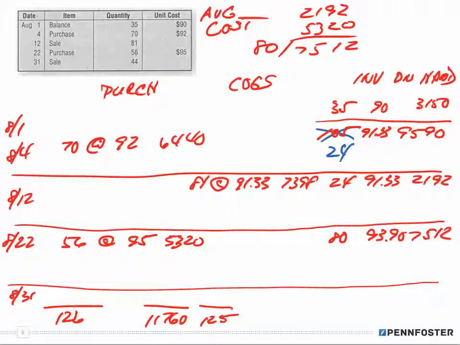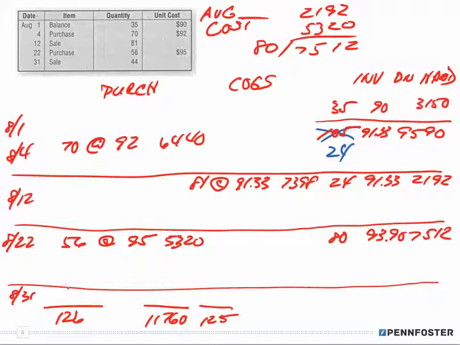It doesn't matter that these were $90 and then we recalculate it to make it 91.30. Every time we make a purchase, we reassign a new value to the cost, and that's why it's averaged. We're reassigning a new cost for all of those units that we still have on hand.